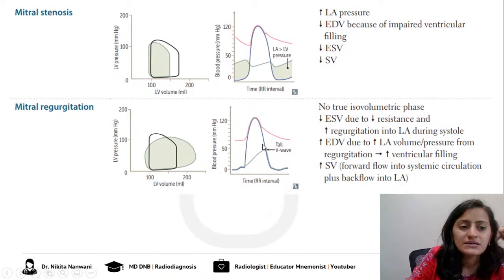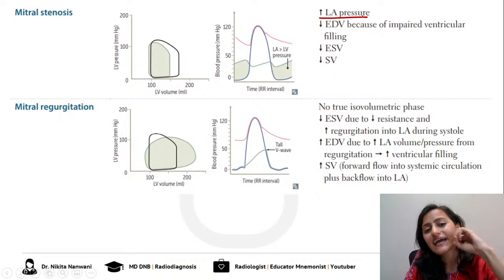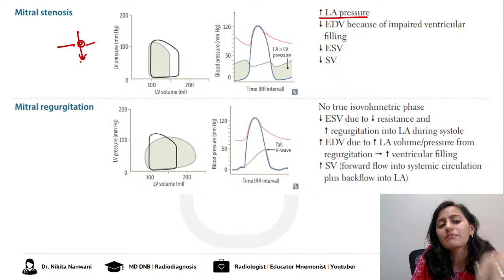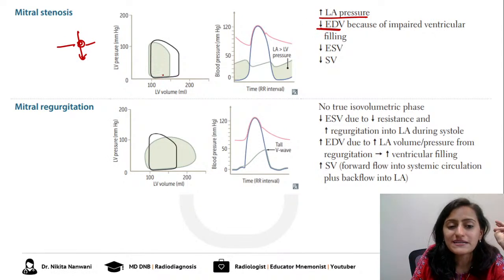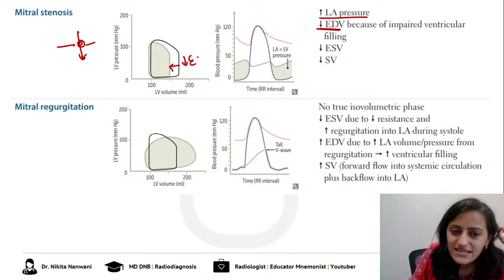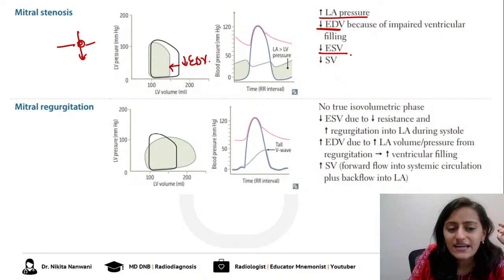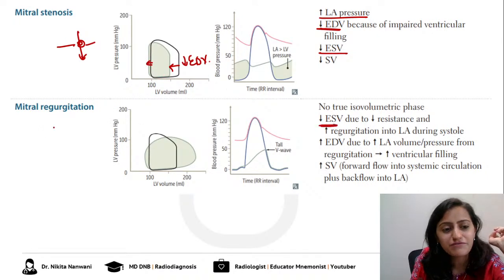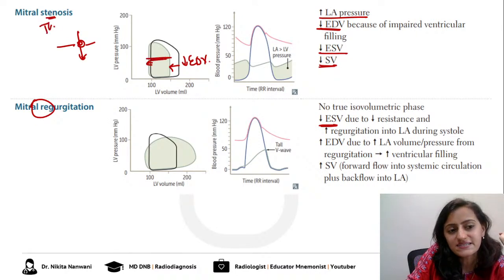aortic regurgitation. Mitral stenosis, basically the LA pressure increases. Because the door is narrow here, the filling coming into the left ventricle is decreased. So the end diastolic volume is decreasing. There is a decrease in the end systolic volume. You can see the left shift, right? The left shift with the mitral lesion. So the end systolic volume decreases. The stroke volume decreases. Stenosis is thin, right?